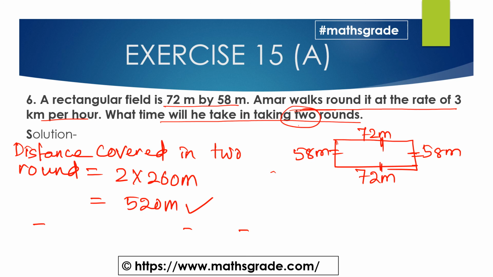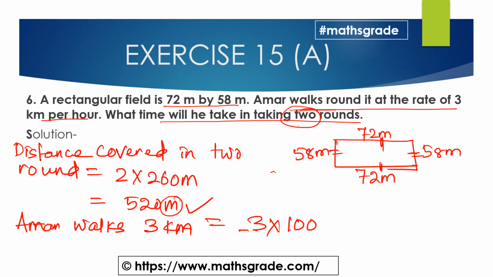Now, Amar walks at the rate of 3 km per hour. He walks 3 km in 1 hour. Since the distance covered in 2 rounds is 520 meter, we have to convert this kilometer into meter, so we multiply 3 with 1000 meter, that is 3000 meter. So Amar walks 3 kilometer, that is 3000 meter, in 1 hour.